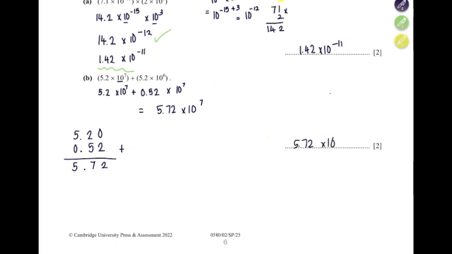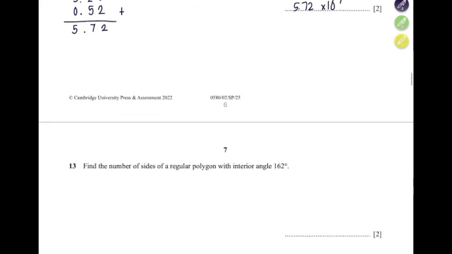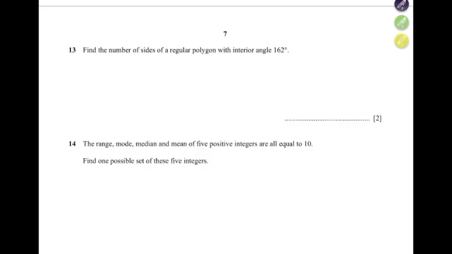5.72 times 10 power 7. Moving on. Question number 13. Find the number of sides of a regular polygon with interior angle 162.